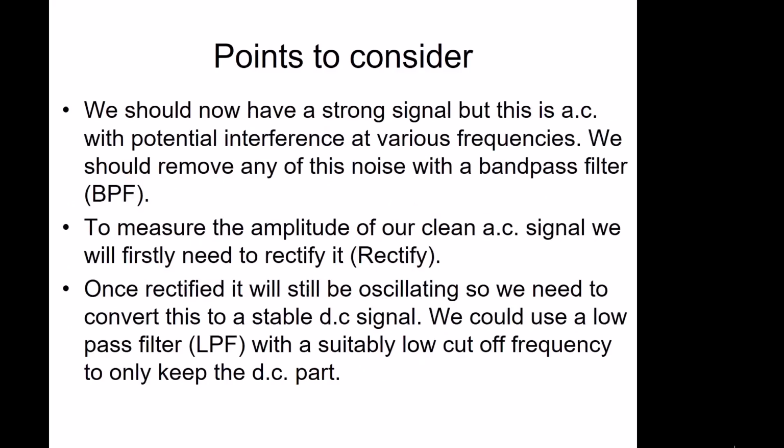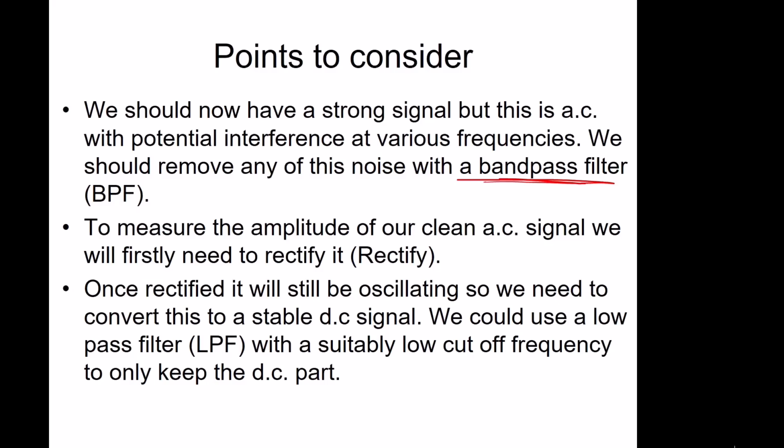Now that signal is going to be composed of the LED light and also all the other sources of light, daylight, etc. So what we need to do is identify the frequency that the LED was transmitting at and filter that frequency out. So we're going to need a bandpass filter to filter that frequency. So we should now have a nice clean AC signal representing our LED light intensity. In order to measure the amplitude, as we said, the amplitude is the measure of the distance to the object. So we need to know the amplitude of that signal.